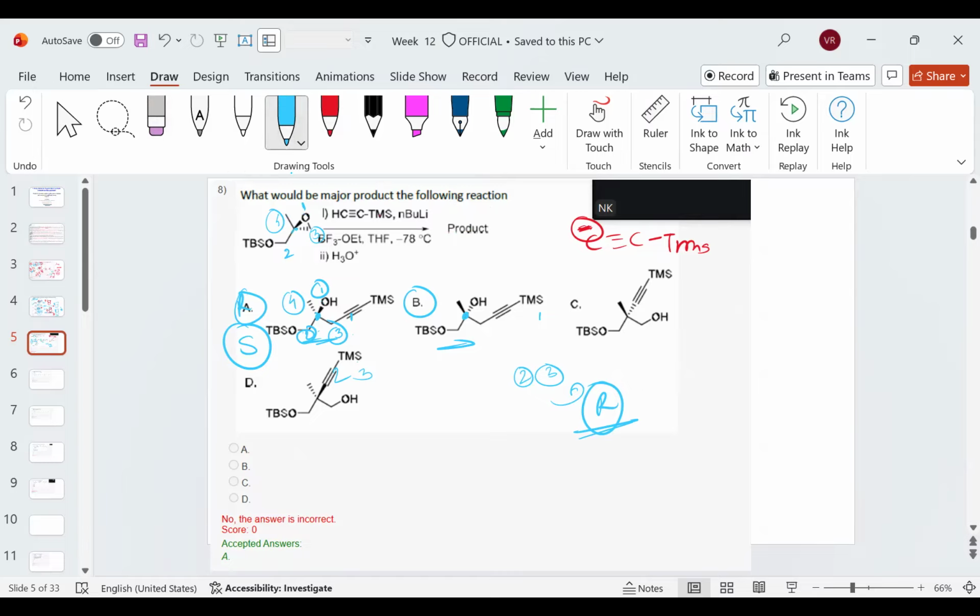So you need to assign the stereochemistry properly. At this moment, I'm finding difficulty in assigning the actual stereochemistry. Okay, then leave it and go for another one.